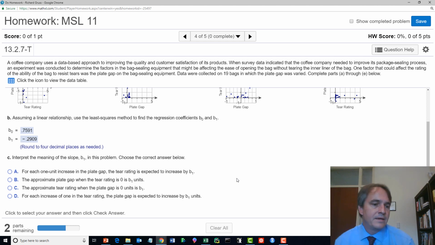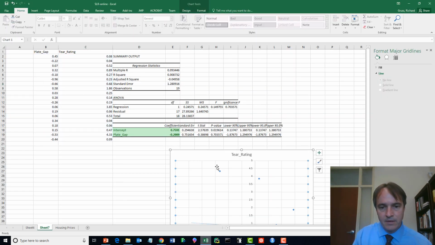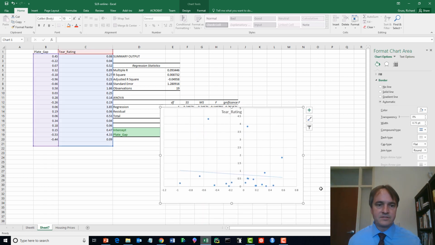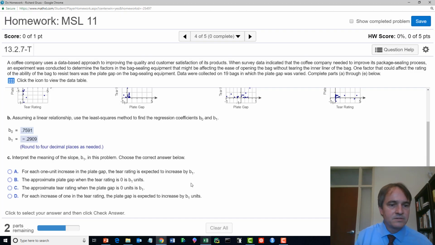Okay, so now interpret the meaning of the slope in this problem. Okay, now notice that we have a negative slope, which we observed on our scatter plot. So now what's happening is as the plate gap gets bigger, the tear rating will go down. Okay, so they move in opposite directions. So that would mean that the interpretation of the slope is for a 1 unit increase in the gap, we would expect a 0.2909 decrease in the tear rating.